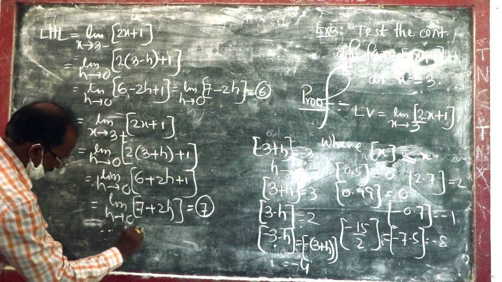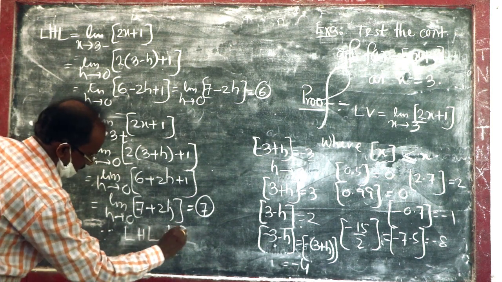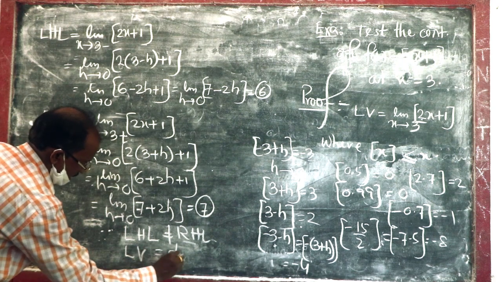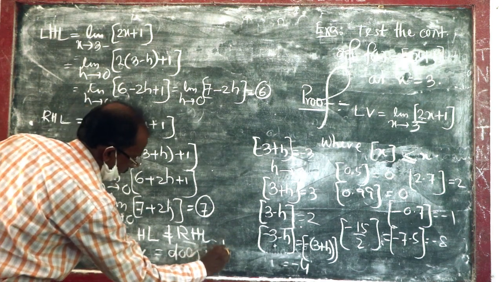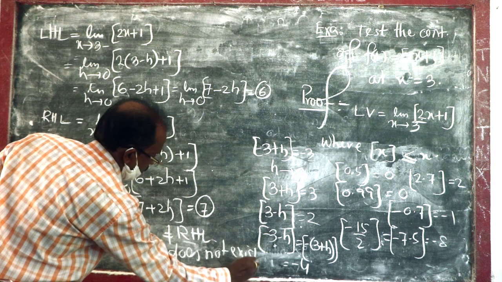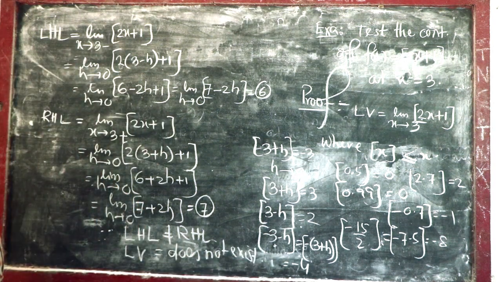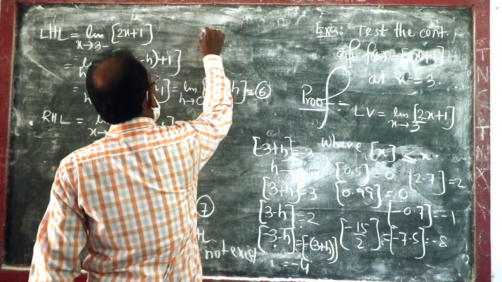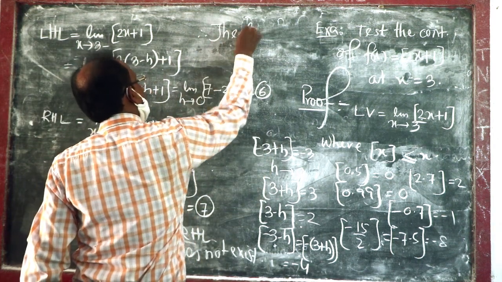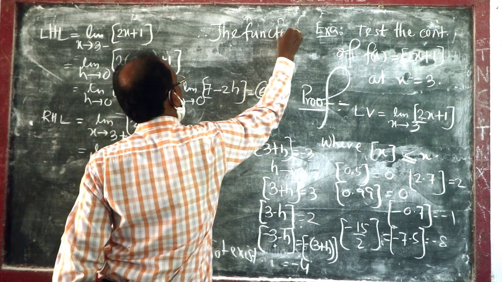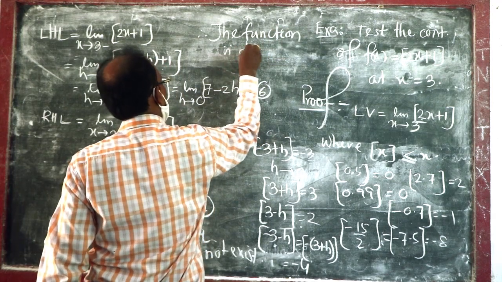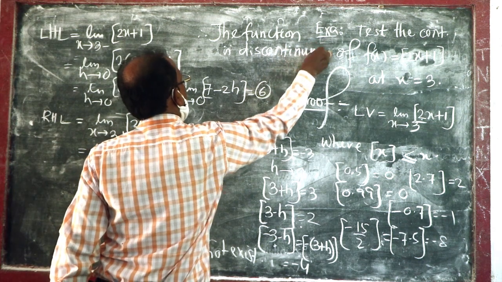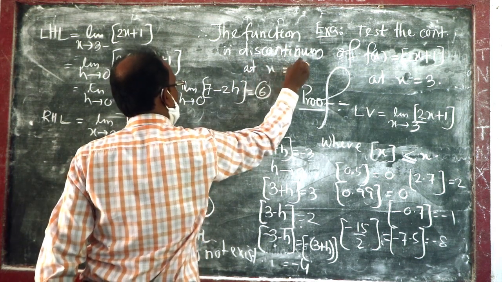Since LHL is not equal to RHL, therefore limiting value does not exist. Since limiting value does not exist, the function is discontinuous at x is equal to 3. Therefore, the function is discontinuous at x is equal to 3.